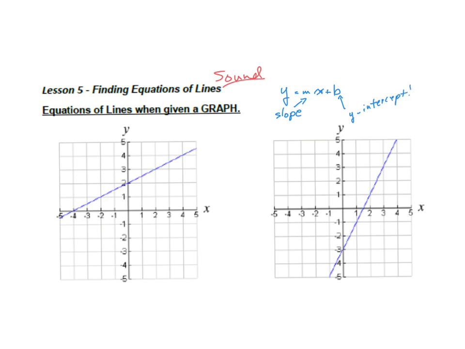Now, for the first problem that we have here on our graph, we're going to be looking at the graph and trying to identify things like the y-intercept and the slope. If I look at this point here that crosses the y-axis, this is the y-intercept. And we would say b in this case is equal to 2.